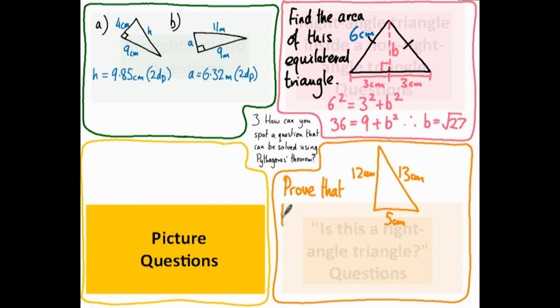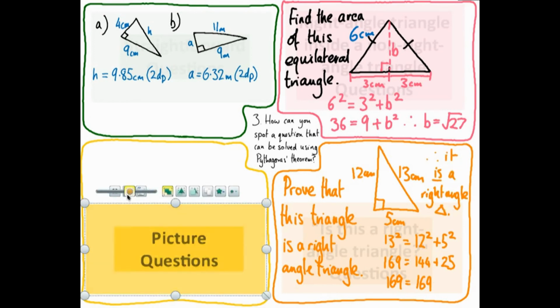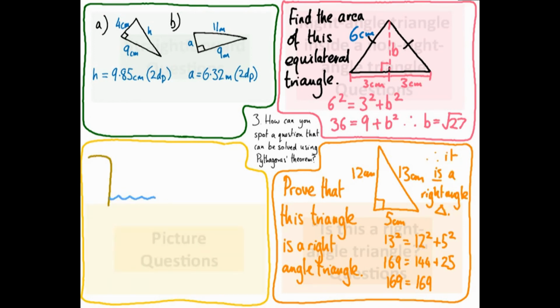Here's a third type of exam question. Prove that this triangle is a right-angled triangle. Well, it is a right-angled triangle if we can show that the hypotenuse squared is equal to a squared plus b squared. So I've got 13 squared equals 12 squared plus 5 squared. If this works out, if 169 is equal to 144 plus 25, which it is, then this triangle must be a right-angled triangle. Right, we're on to some new ones.